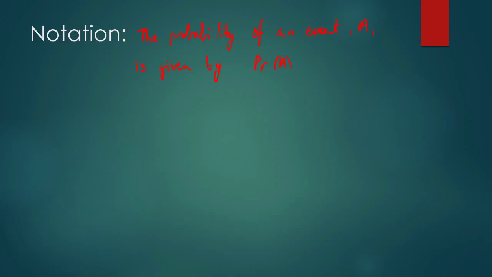With the notation of probability, we say that the probability of an event A occurring is given by PR of A. So if we want the probability of 1, we would simply write PR of 1. Probability of B, you would write PR of B.